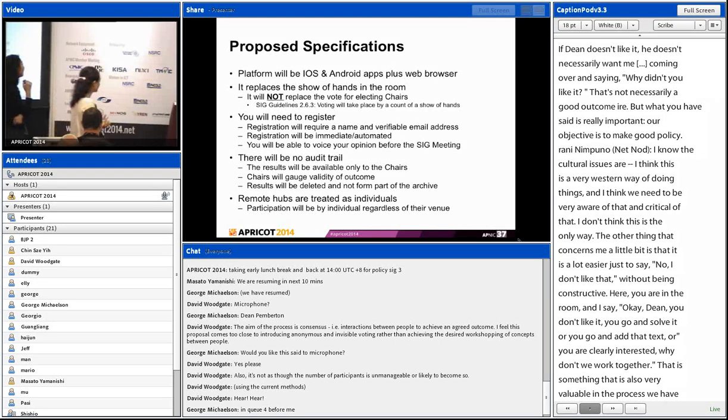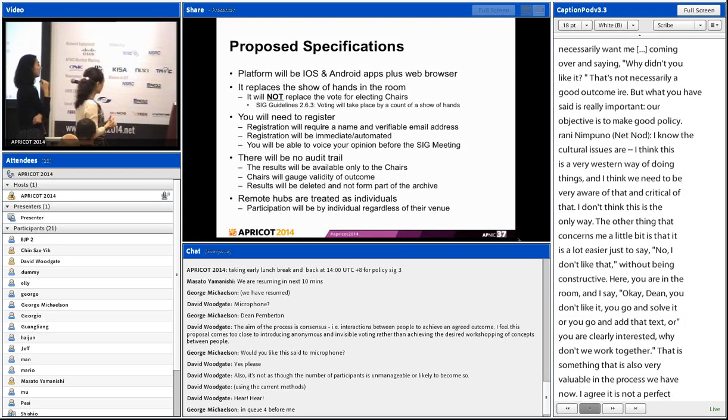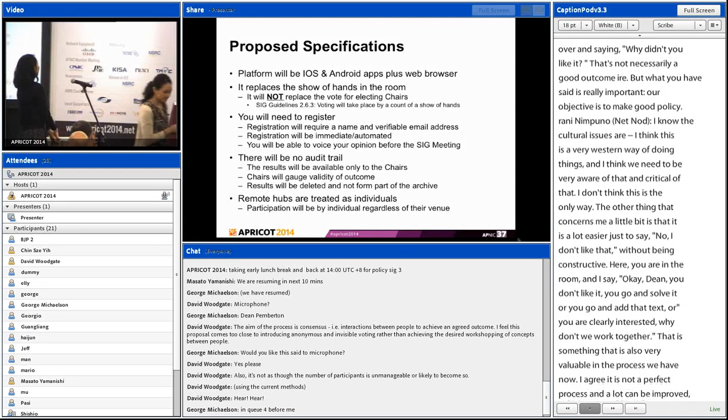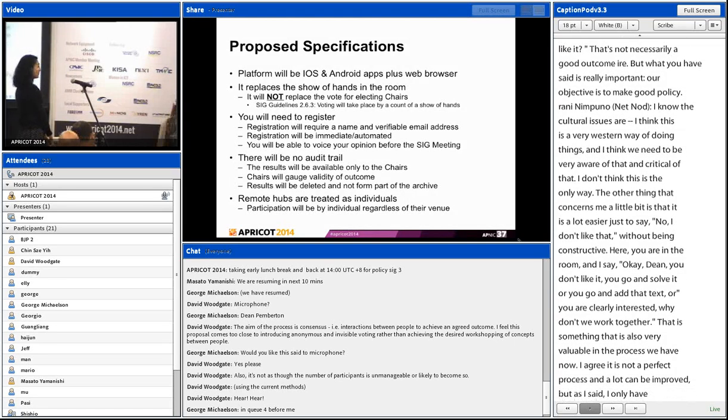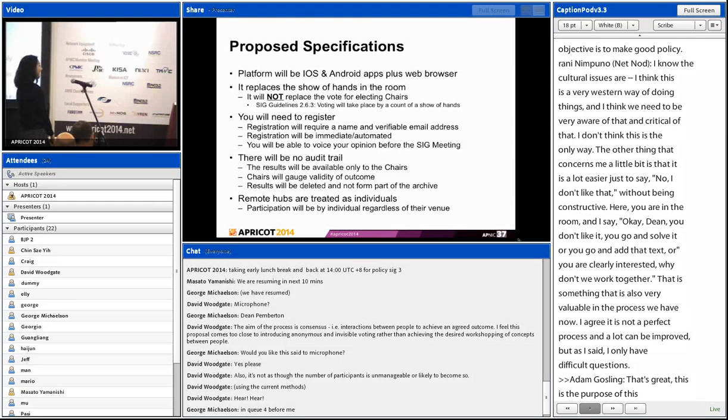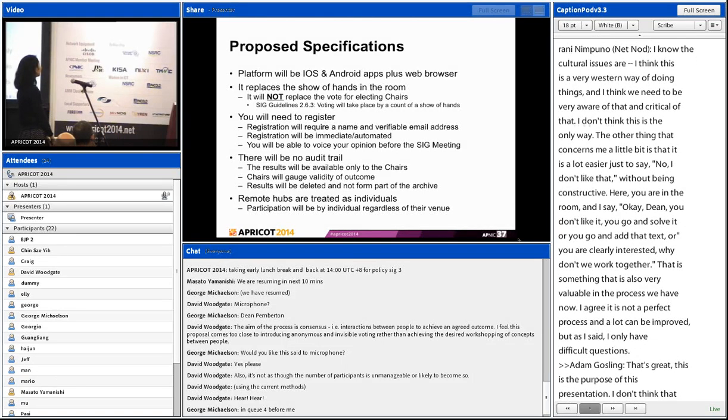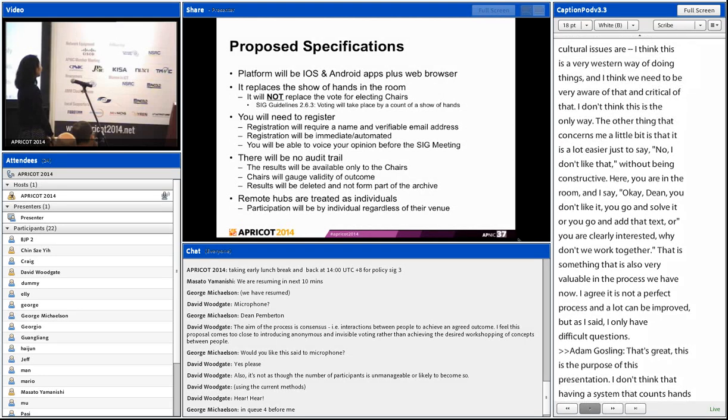Yeah, no, that's great. I mean, this is the point of this presentation. I also don't think that having a system that counts hands of any manner changes what we do here. We still should come to the room and discuss it in order to make good policy.